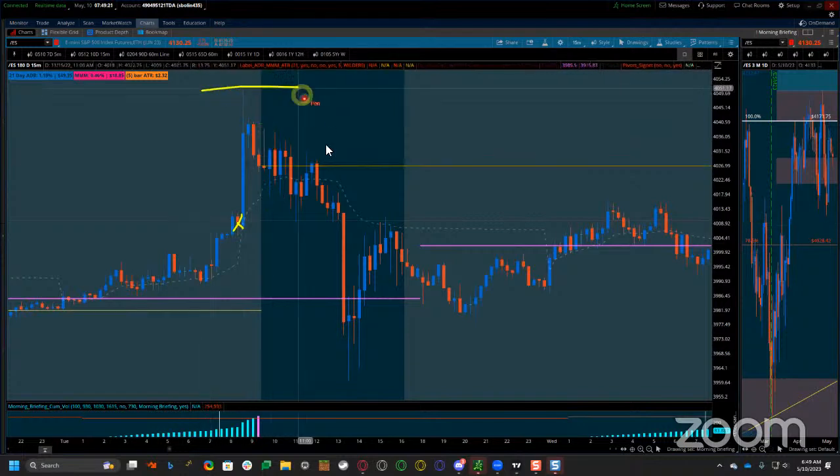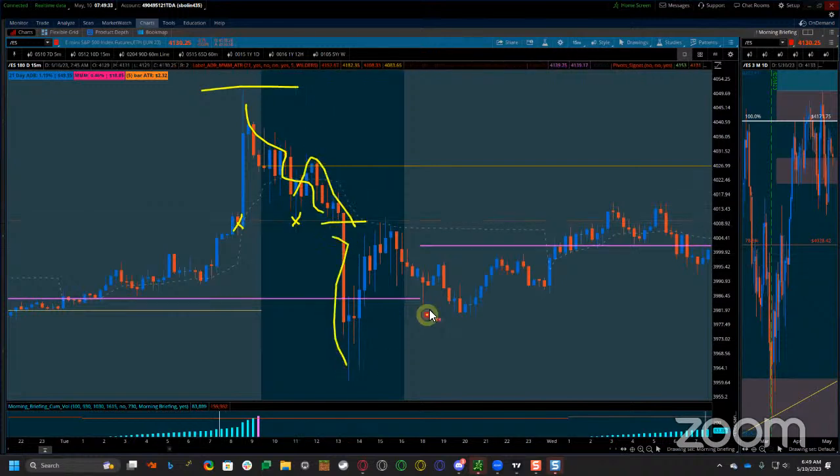We set a high, and then we spent the rest of the morning coming back down. We closed that gap, or nearly closed it. We didn't close it there. Tried again, and when we did finally close it, dumped really hard with a measured move, and it stopped perfectly on that measured move and then came right back up again.